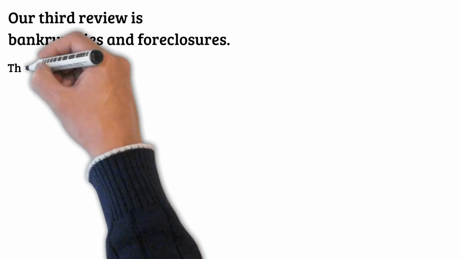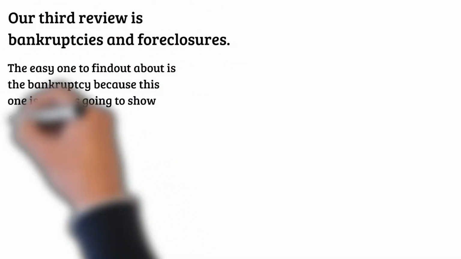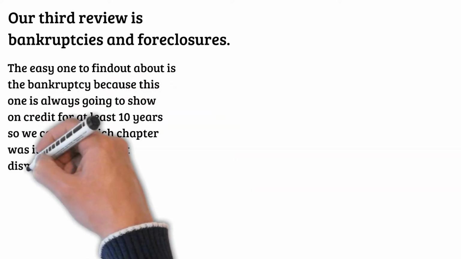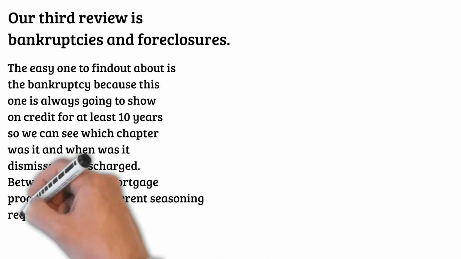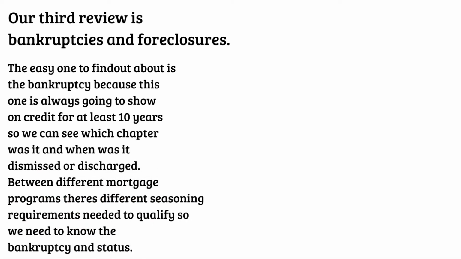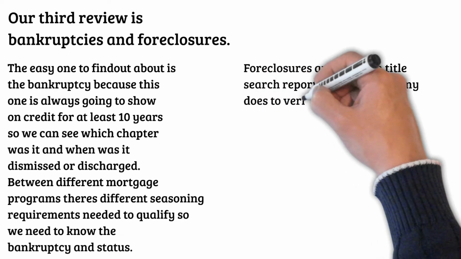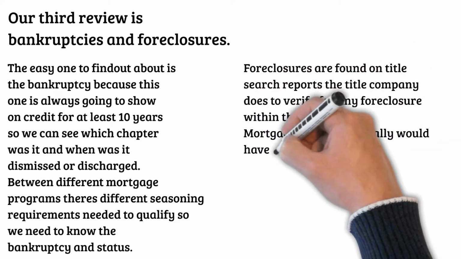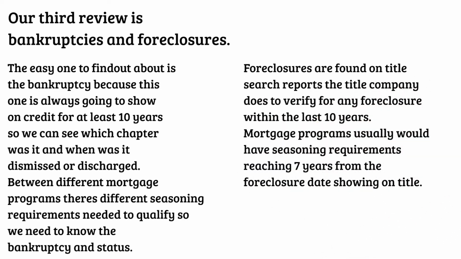And the third item we have is going to be about bankruptcies and foreclosures. Now, bankruptcies are always going to show on credit, so you can always tell based on the discharge or dismissed date how you should go about doing your file as far as the seasoning guidelines go. But foreclosures are not going to show on credit reports. They're going to show on title searches. So unless you have access for that, great. But if not, you want to ask the client if they've gone through a bankruptcy within the last 7 years or a foreclosure within the last 10 years.